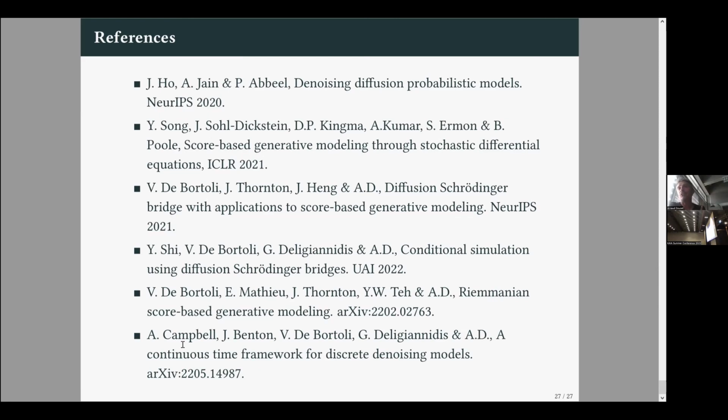Yes. So on manifolds, for example, the second paper here, we work on compact Riemannian manifolds, and there we diffuse toward the uniform distribution on the manifold.